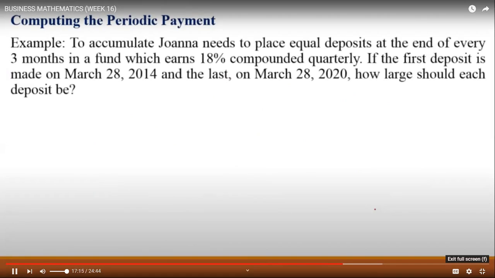So, another one is computing the periodic payment. As for computing this periodic payment, the computation is an ordinary simple annuity when future and present value is given. We can compute this one if future or present value is given. So, let's have this example. To accumulate, Joanna needs to place equal deposits at the end of every 3 months.